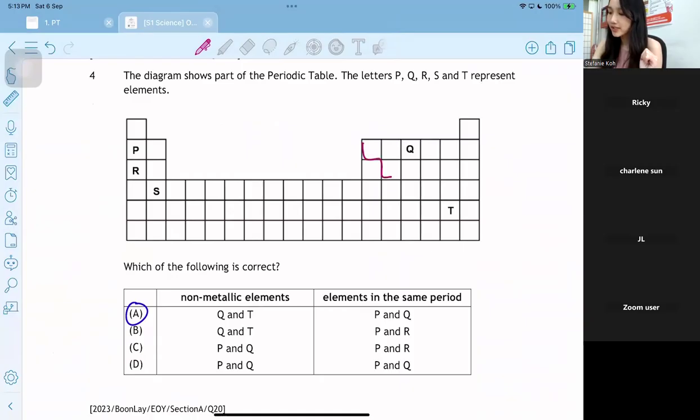We mentioned the zigzag line. This one you should not be getting it wrong in the first place. You're left with option A and B. Elements in the same period. Period is down or across? Across. So same period is P and Q, or no more already. That's the only one we have. Option A, left to right, be found in the same row.